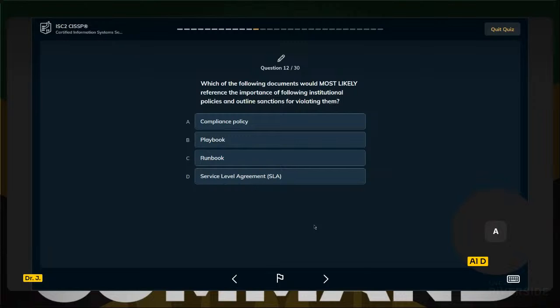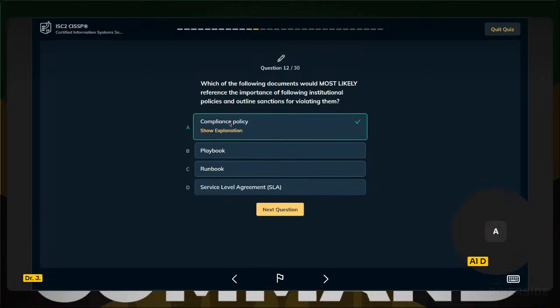All right. Which of the following documents would most likely reference the importance of following institutional policies and outline sanctions for violating them? Would that be a runbook or a playbook? Nah. I think it's policy. Oh, compliance policy. Yeah, you know what?